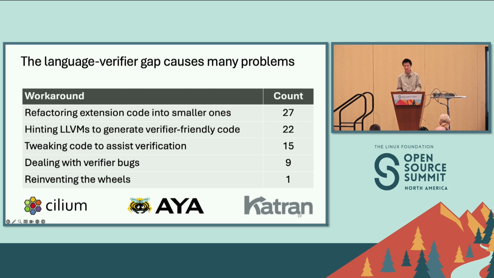The developers often need to refactor their extension code into smaller pieces to fit within the verification complexity limit. They may need to hint the compilers to generate verifier-friendly code, as in the case we saw. They may need to tweak their own code to assist verification, deal with verifier bugs, and even in some cases reinvent the wheel.